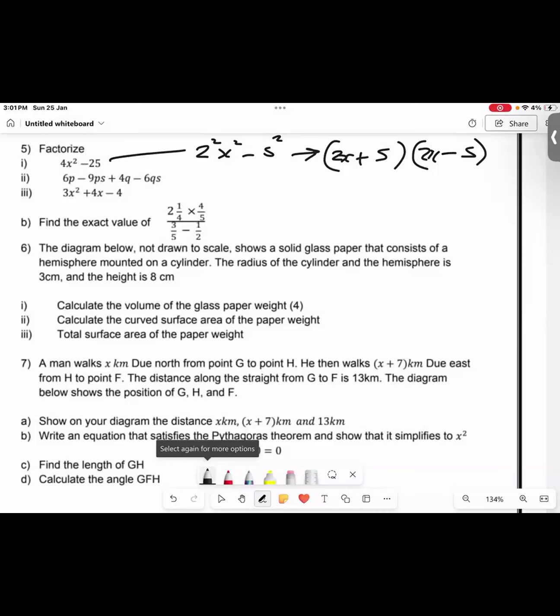Number 2, can you verify which technique is number 2? Based on the information that I just gave you earlier, which of those techniques would be number 2? The grouping. That is correct. And you can confirm this because it has 4 terms.